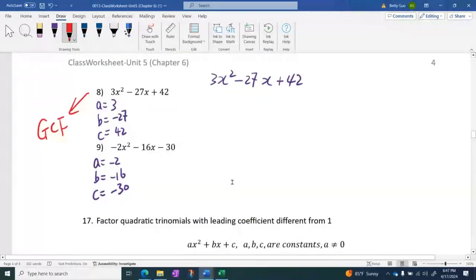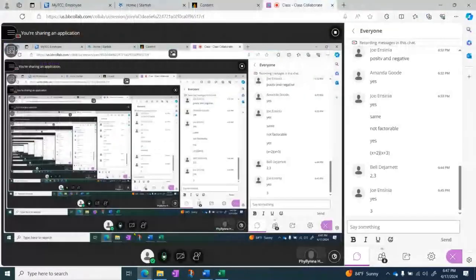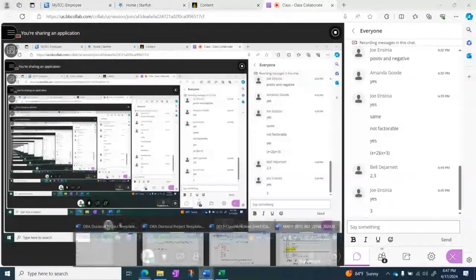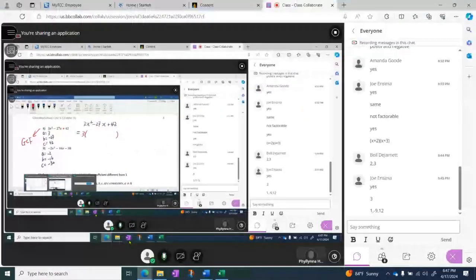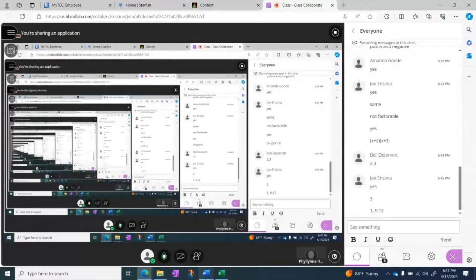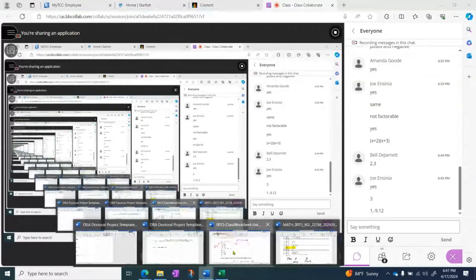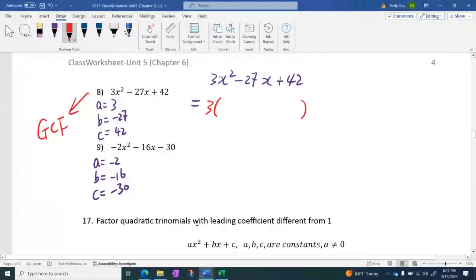But in this case, look at those numbers: 3, 27, 42. What's the GCF? Yes, 3. Very good. Perfect. The GCF is 3. So we're going to firstly factor 3 out. And let me know what you have in the parentheses. We have 1, 9, 12. Let's see. 1, 9, 12.